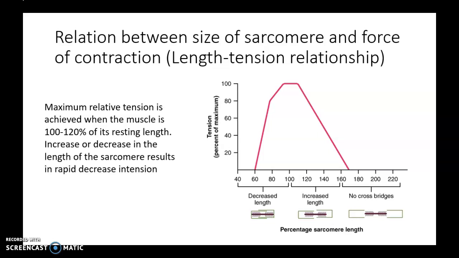Here we see that maximum tension, do you see this point is maximum tension, is achieved when the muscle is between 100 and 120% of its resting length. Do you see that? Between this we have maximum tension. So if you increase the length this way, or if you decrease the length, then there is decrease in tension. So again, the take-home message is there has to be an optimum length of the muscle fiber to generate the optimum amount of force. Good? All right.